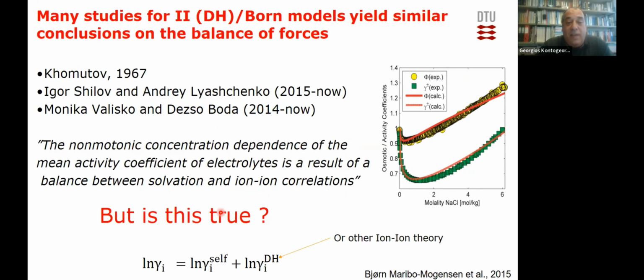Here you can see also the results of... I would say a conclusion that I have seen in a lot of studies by people that work only on activity coefficient models, like the colleagues that I've mentioned here, Valisko and Boda and Silov and Lyasenko. So I have seen also statements that the activity coefficient composition dependency is a result of the balance between solvation and ion-ion correlations. This is, of course, very correct if you don't have the additional contributions. But if you have the additional contributions, they may have also an important role.